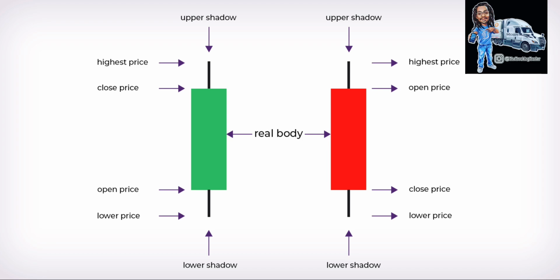And obviously for bearish candles, we have the top of the wick is where the highest point in which the market went up for that candle, and the lowest part of the wick is the lowest price point in which the market went for that candle.